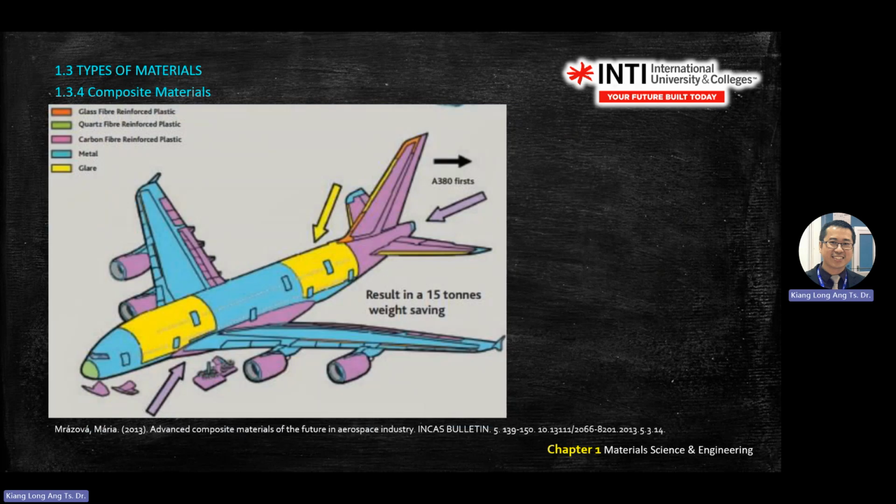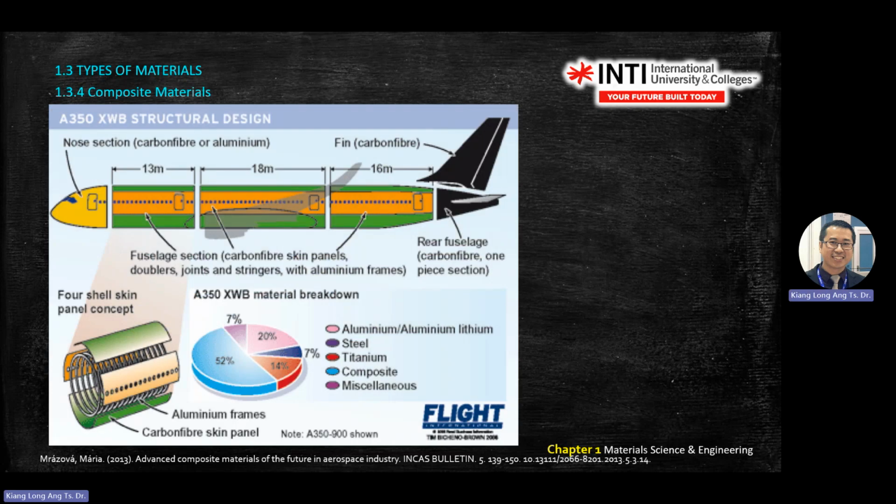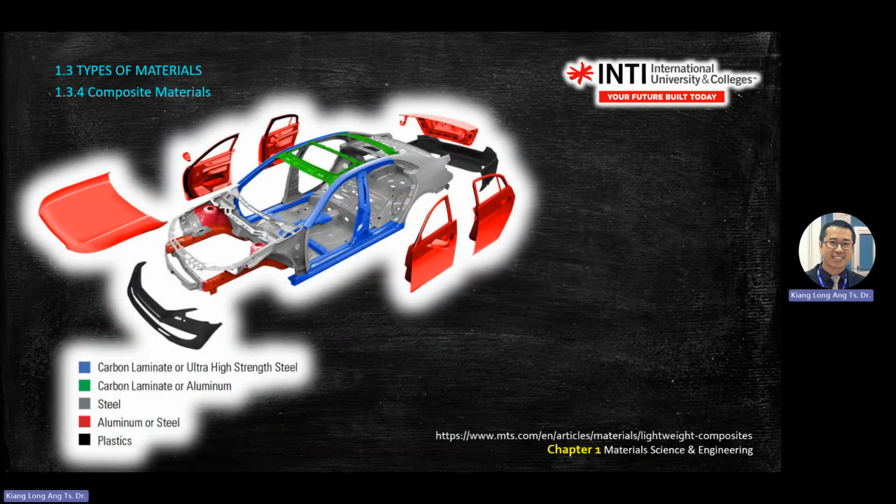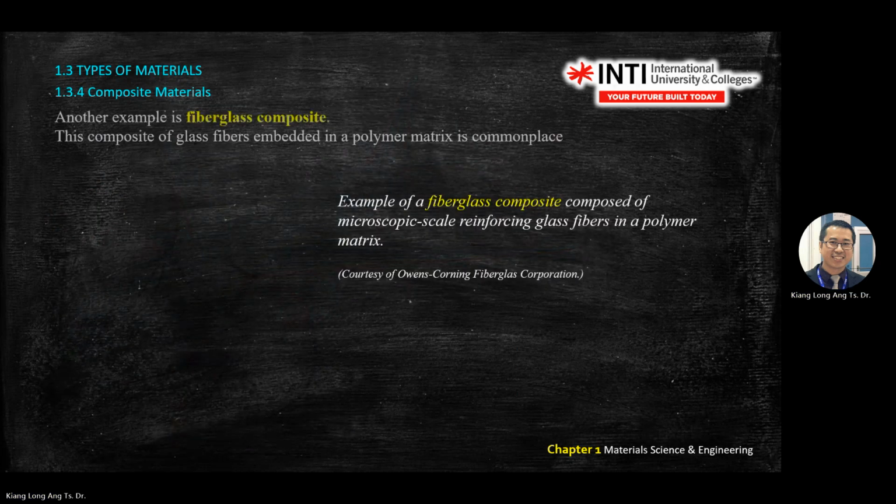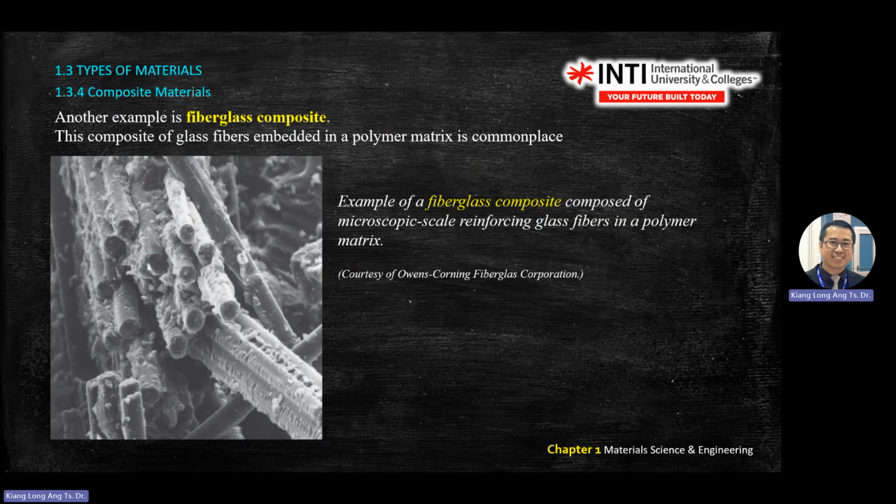This is also application of what are the parts that use composite in aircraft. Right. This one you read lah. For cars also, right? Different materials used. Fiberglass, for example, is a composite. Right? This is under microscopic scale.